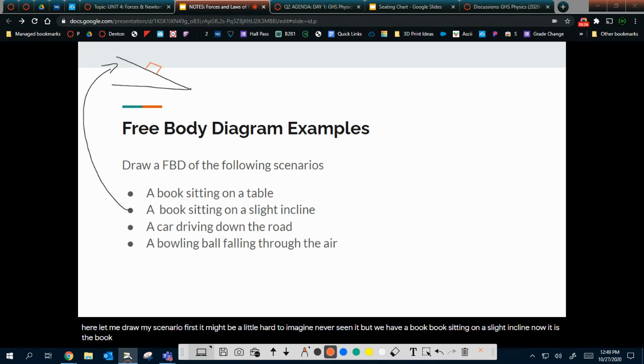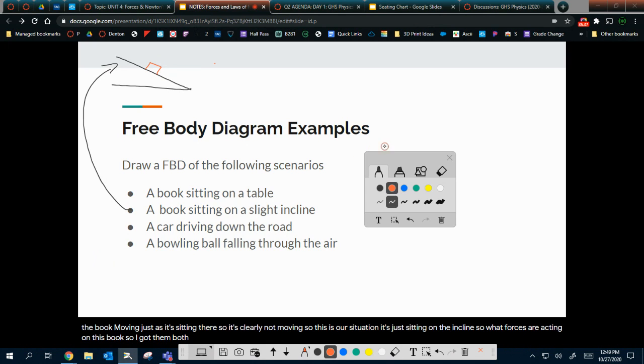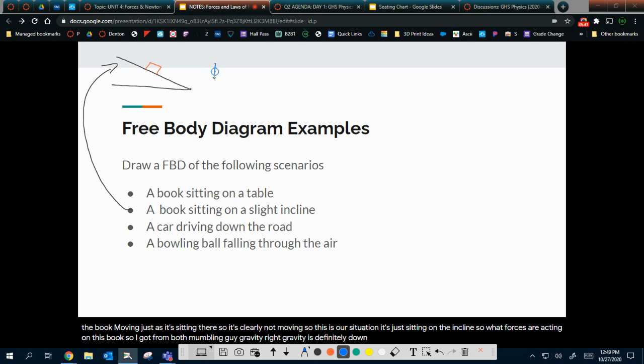Now, is the book moving? No, it just says it's sitting there, so it's clearly not moving. So this is our situation. It's just sitting on the incline. So what forces are acting on this book? So I got my book. There's my book. We got gravity, right? Gravity is definitely down. That's usually a pretty easy one to start with.